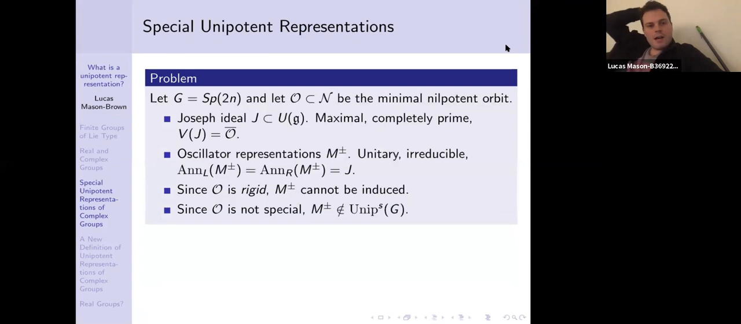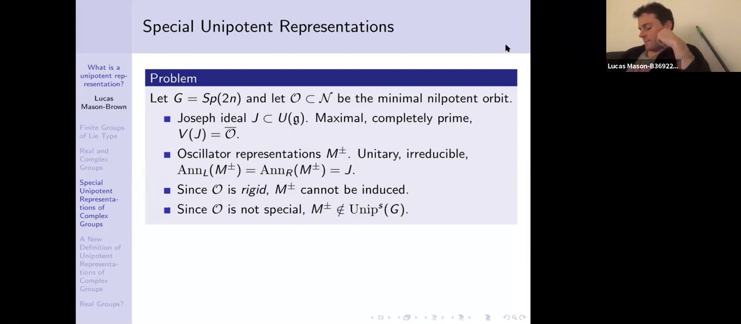That's very nice. But it's pretty clear, and it was certainly clear to Barbasch and Vogan, that their definition is incomplete. It includes only a small fraction of the representations which deserve to be called unipotent. And one of the clearest examples of this fact occurs in the symplectic groups. The minimal orbit for sp2n is known to be non-special. And there's a very important maximal completely prime ideal called the Joseph ideal, which is attached to this orbit.